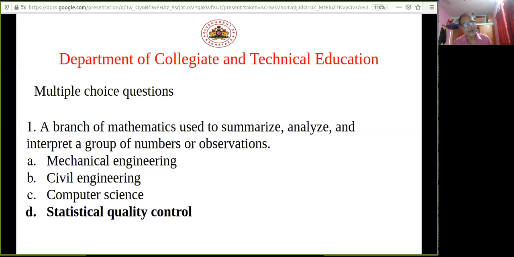In statistical quality control we are using statistics, and statistics comes under mathematics. It is the branch of mathematics where we study the mean, median, mode, standard deviation, and a lot of other aspects. That's why the right option for a branch of mathematics used to summarize, analyze, and interpret a group of numbers or observations is statistical quality control.